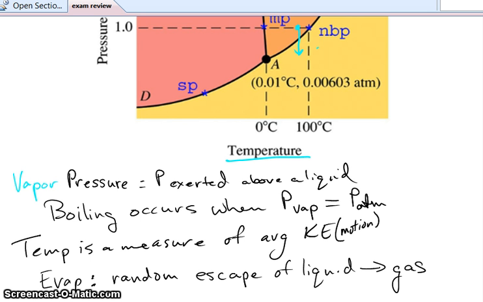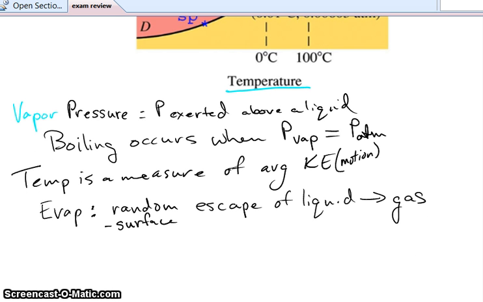Evaporation only occurs at the surface of the liquid, nowhere else. Whereas with boiling, the particles actually within the liquid can get enough energy to escape. Cool? All right. What else do we need to talk about vapor pressure and boiling? I think that's pretty much the gist of it.